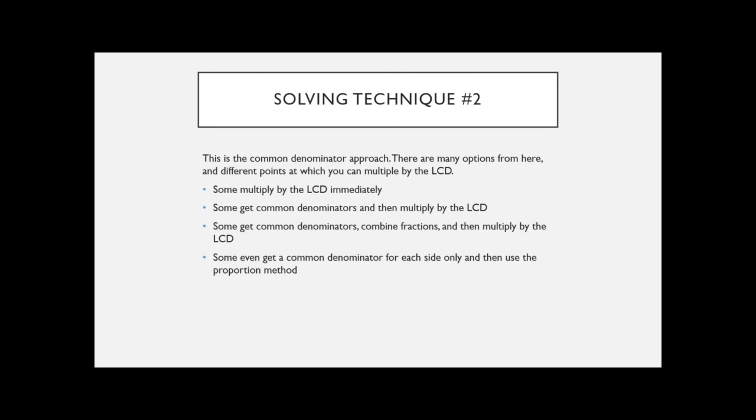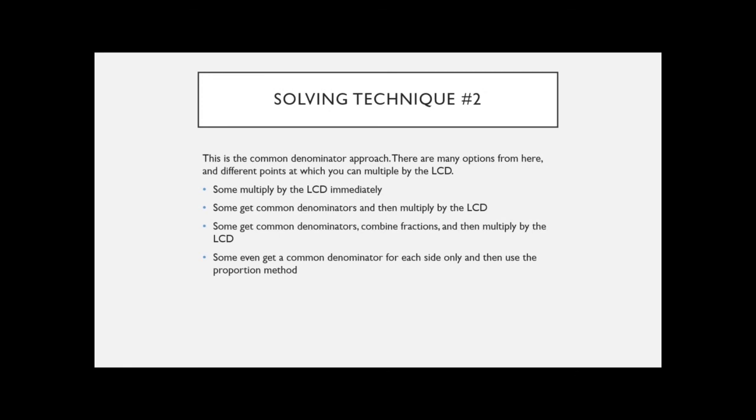Some people will build the common denominator so they can actually visualize it and then multiply everything by that denominator to cancel it out. Some people will get a common denominator and then combine them and then multiply by the common denominator. That's similar to what we did in technique 1, where we got a common denominator, combined them together, then multiplied. And then some people will do that method, but maybe only on one side and not on both sides, and they could do a proportion method, sort of doing what we just did. So there's variations of the same idea here.